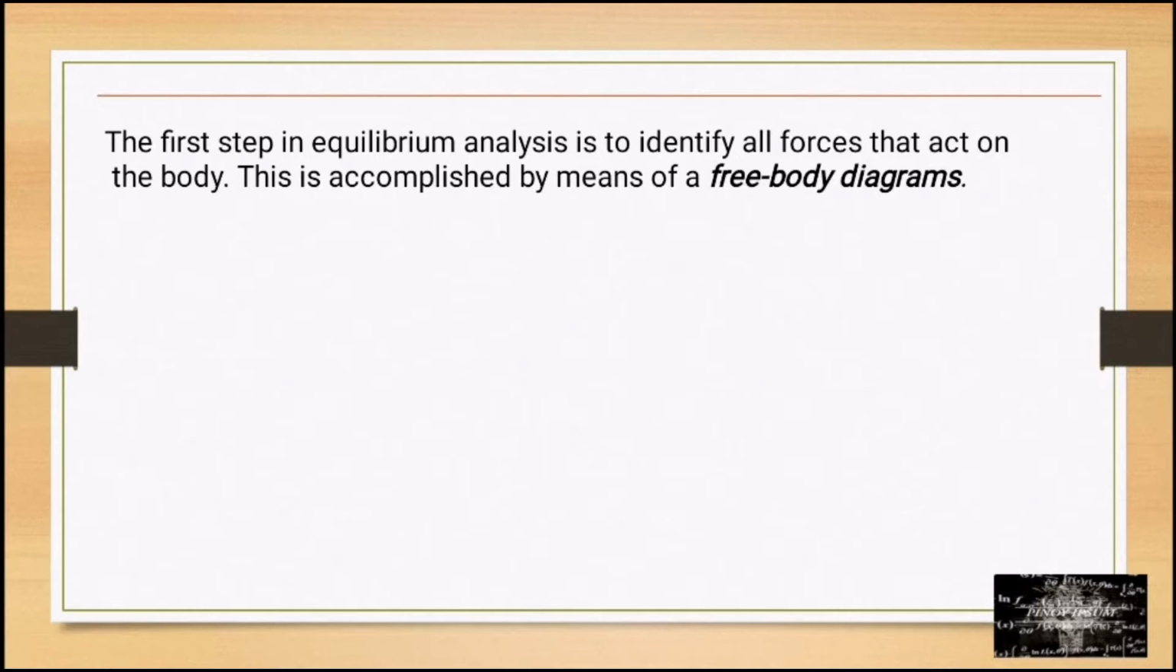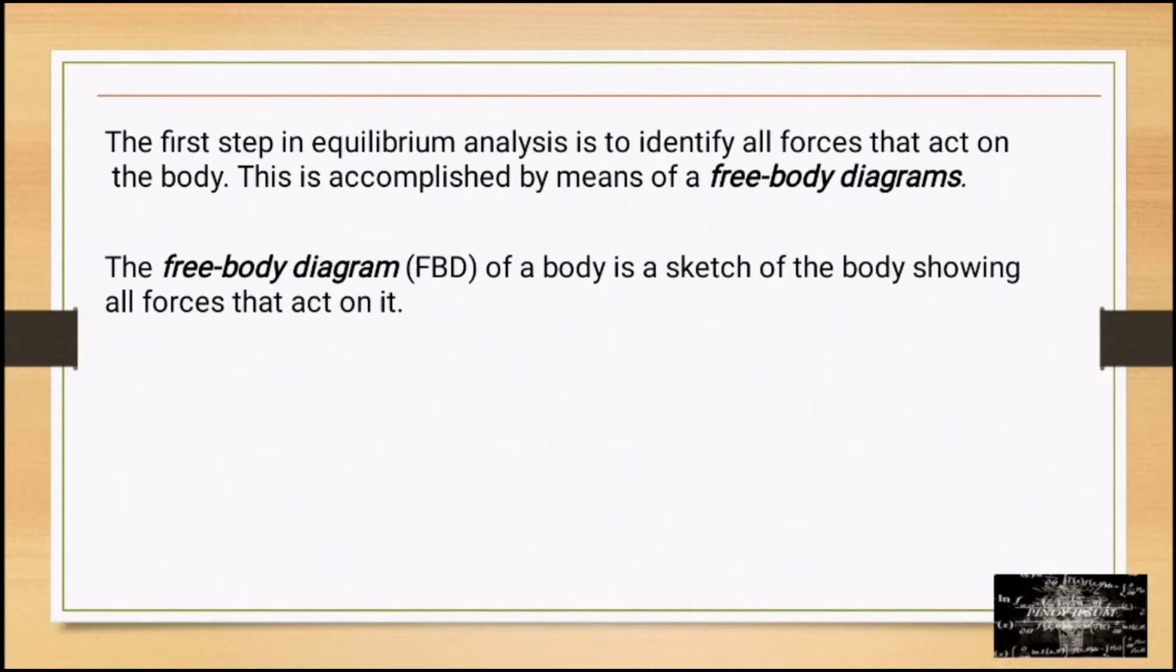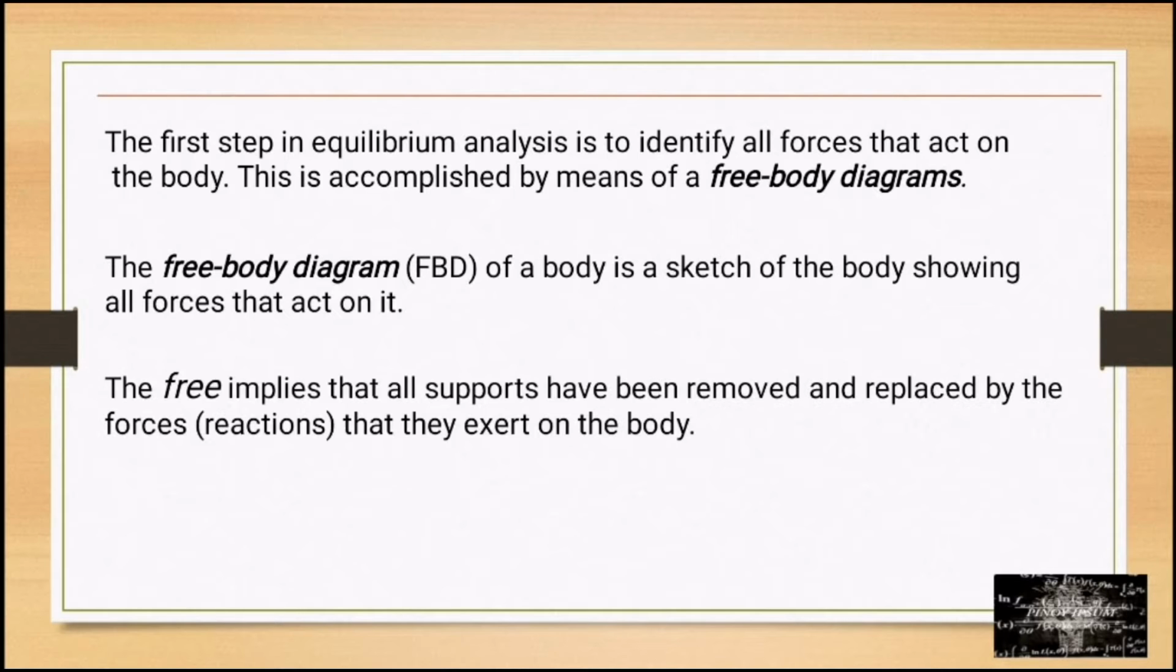The first step in equilibrium analysis is to identify all forces that act on the body. This is accomplished by means of a free body diagram. Now let us define the free body diagram. The free body diagram, or FBD, of a body is a sketch of the body showing all forces that act on it. The free implies that all supports have been removed and replaced by the forces or reactions that they exert on the body.